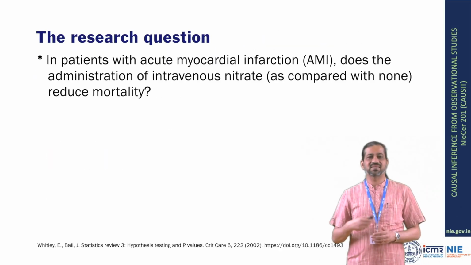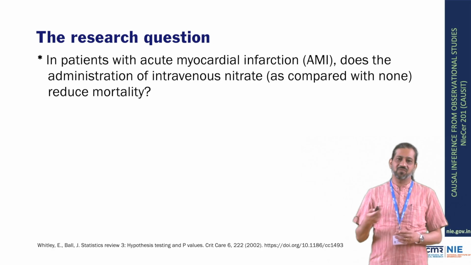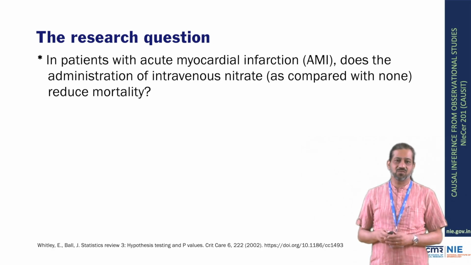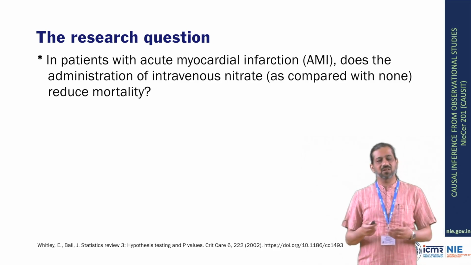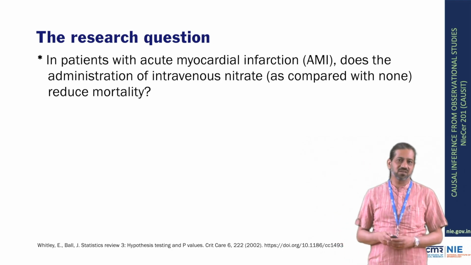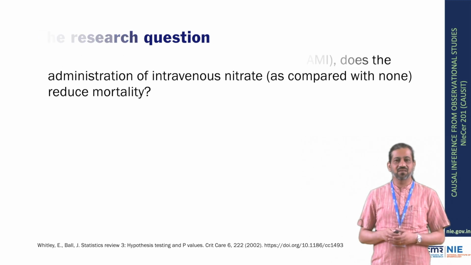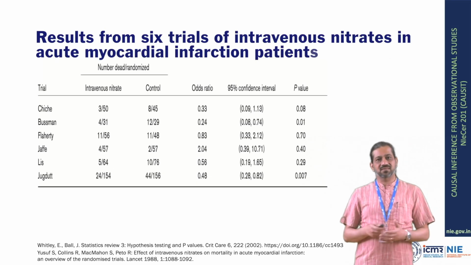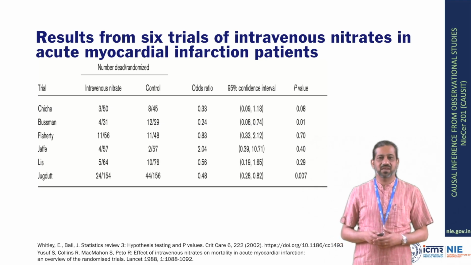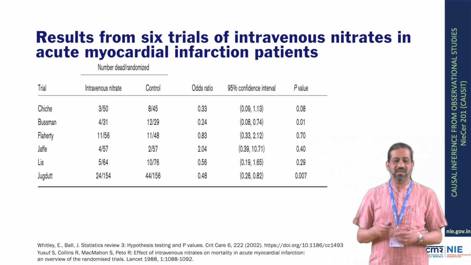Now let us look at an example where we try to understand these confidence intervals. This is again from the paper by Whitley and Ball, their statistics review related to hypothesis testing and p-value, with the same question that we asked earlier in the p-value session. We want to know whether, in patients with acute myocardial infarction, the administration of intravenous nitrate, as compared to not giving anything, reduces mortality. These are the 6 studies published in different journals, which were brought together by Yusuf et al. in a paper in 1988. And here you see the 6 trials.